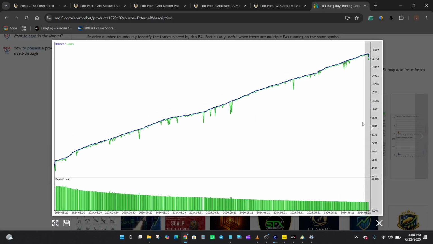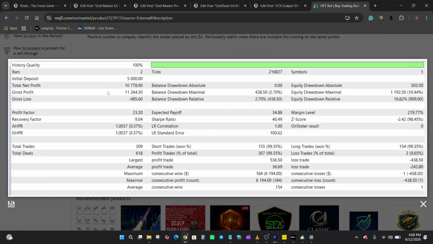And I can see that the equity growth curve looks quite interesting. There were significant drawdowns at some points, though. I can also see that from an initial deposit of $5,000, the total net profit made was $10,778.9. Total trades taken were 309, out of which 307 were profitable, giving us a 99.35% win rate.